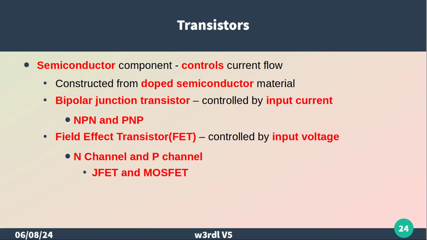The field effect is slightly different, and it creates a channel through one of the semiconductors, and the voltage on the control element, which is called the gate in this case, can vary the amount of current through that channel. So it can either allow maximum amount or pinch it off to zero.